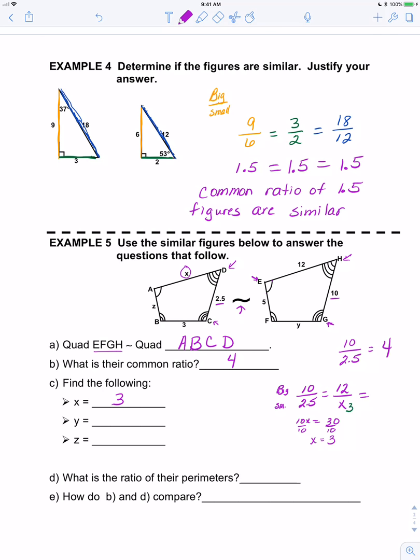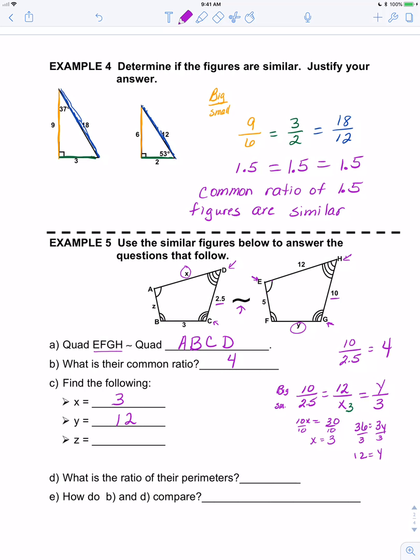So now we're looking for y. Okay, so now we know y is on our big triangle, so y is going to be on the top. 3 is going to be on the bottom, and we can just continue to cross multiply. You can either go back to the very first one, or you can use the one that you just came up with and just continue to cross multiply. So 12 times 3 is 36, and then 3 times y is 3y. Divide both sides by 3, so y would be 12.